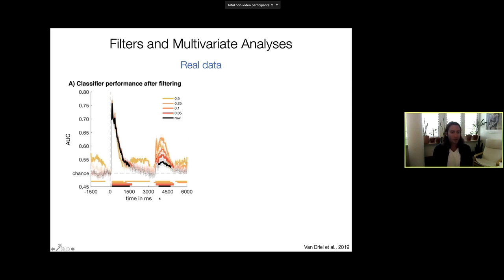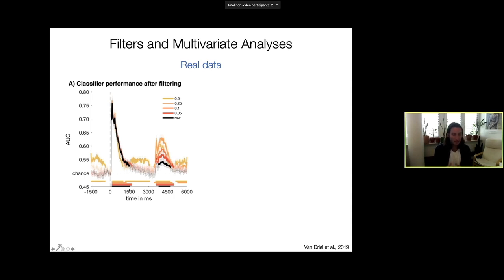And what they observed was that when you use a high-pass filter, which is 0.5, you suddenly can decode whether a subject is remembering those correctly or not before the stimulus was presented. And this is definitely not possible. So those are some spurious artifacts from the filter.